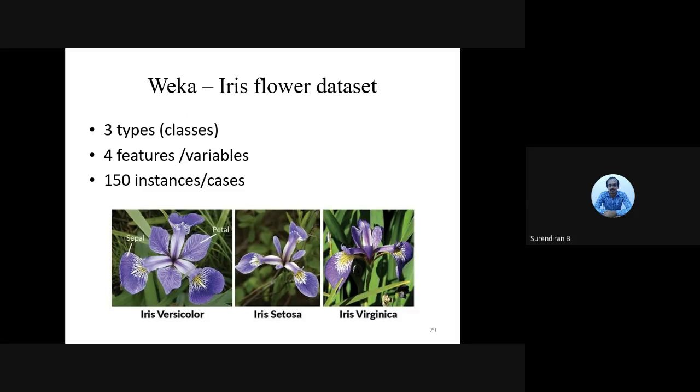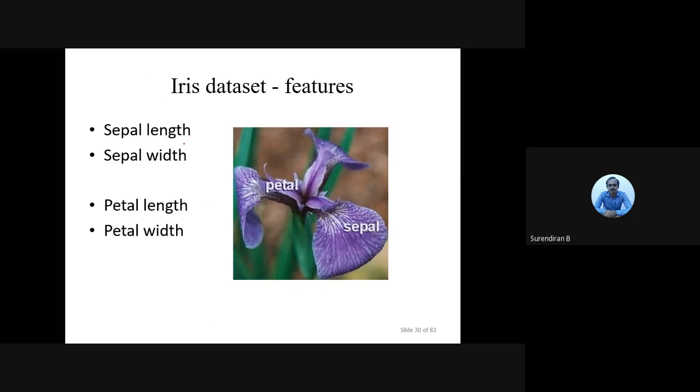So for demonstration, I'll be using the Beaker tool with the iris dataset. Iris is a flower dataset. The iris flower dataset contains 3 types of flowers: iris versicolor, iris setosa, and iris virginica. These are 3 types of flowers under iris type. Here it has 4 features: sepal length, sepal width, petal length, and petal width.